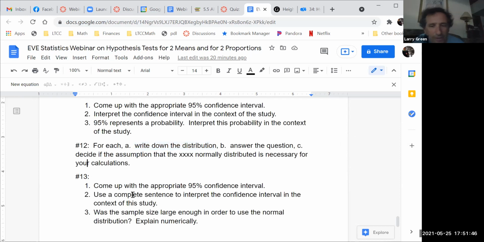Okay, and then finally, number 13 is another confidence interval. Come up with a confidence interval, use a complete sentence to interpret the interval in the context of the study, and then was the sample size large enough in order to use a normal distribution? Explain numerically. Note that you have to do it here, and you have to do it here. That normal distribution is important. That's central limit theorem. And how do you tell if it's 30 or 5 is a key number?